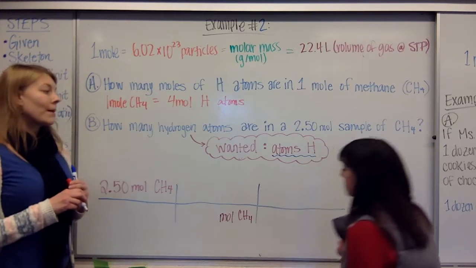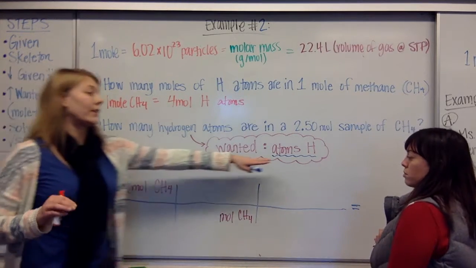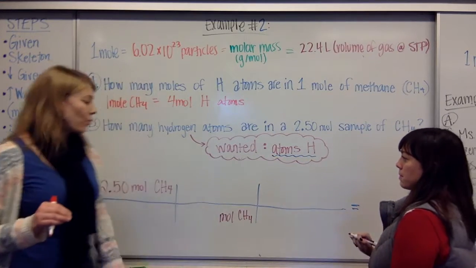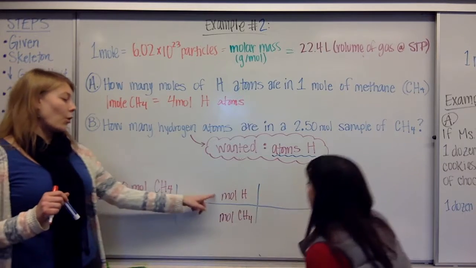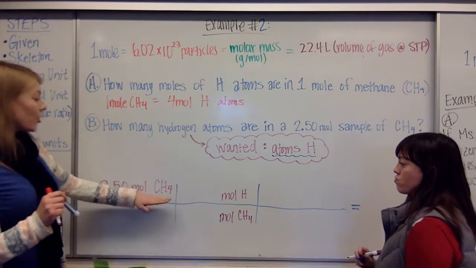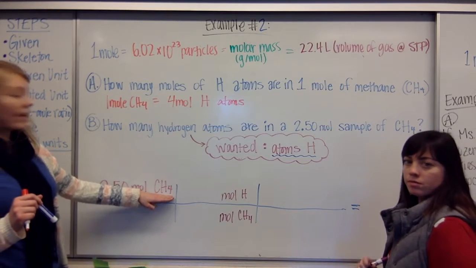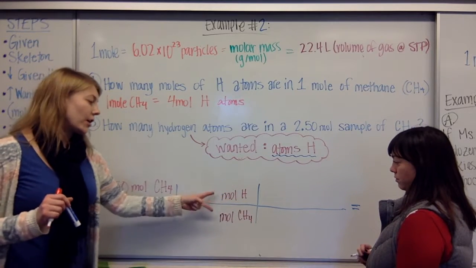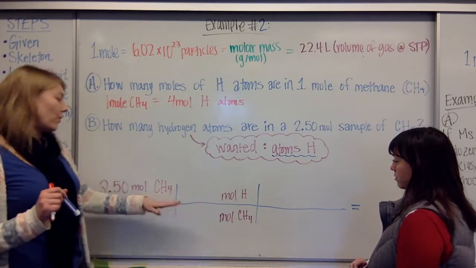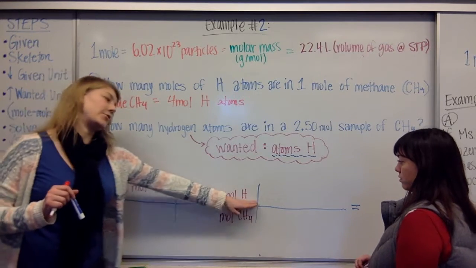Now, remember that we are looking for atoms of hydrogen. So we need to first get into moles of hydrogen. This is what I'm calling the mole-to-mole ratio, okay? If you're in one unit, CH4, and we want to be dealing with a different one, hydrogen, you are going to use a mole-to-mole ratio. That's the only way you can go from CH4 to hydrogen, right?